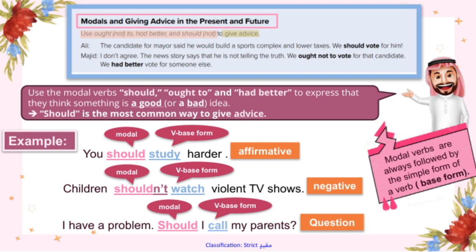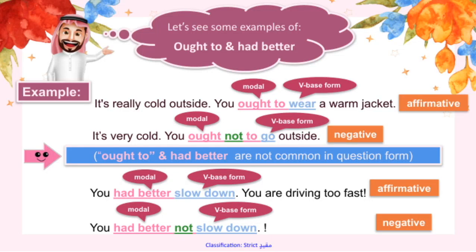Let's take a closer look at how we use ought to and had better in different situations. First, notice that both of these expressions are followed by the base form of the verb, which is the simplest form without any endings. Now, when we use had better or ought to in a negative way, we're giving advice not to do something. For example, "You had better not slow down" means it's better for you to avoid slowing down. The same goes for "You ought not to go outside." It suggests that staying inside is a better choice because it's very cold.